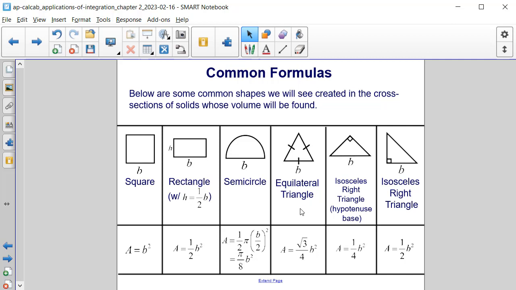In an equilateral triangle, the area will be 1/2 the base times the height. Well, the base will be b, but then the height will be b times the square root of 3 over 2. So that's how we get the square root of 3 over 4 times b squared. We could also have an isosceles right triangle where the hypotenuse is the base, and its area is 1/4 times b squared. We could also have an isosceles right triangle whose leg is the base, so we would have b as both the base and the height, so that would be 1/2 b times b, or 1/2 b squared.